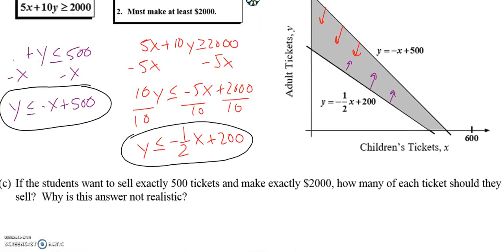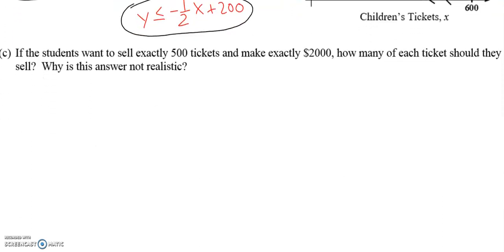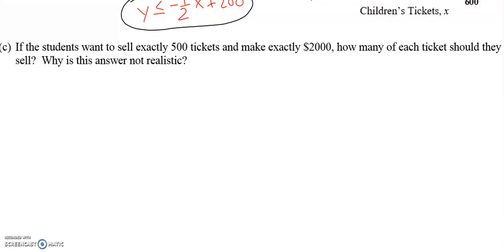All right, and finally part C. So go ahead and read this. Now it says exactly 500 and exactly 2,000. So you don't need to do inequalities. You can say equals 500 and equals 2,000 and write a system of equations and try to solve that. So go ahead and see if you can do part C here.